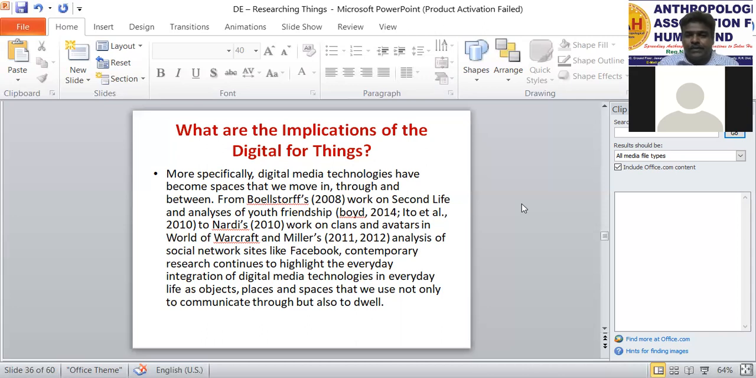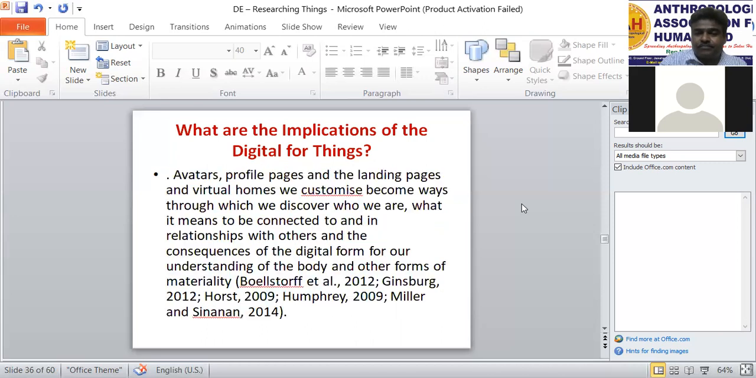Contemporary research continues to highlight the everyday integration of digital media technologies in everyday life as objects, places, and spaces that we use not only to communicate through, but also to dwell. Avatars, profile pages, and the landing pages and virtual homes we customize become the ways through which they discover who they are, and what it means to be connected to and in relations with others, the consequences of the digital form for our understanding of the body and other forms of materiality.